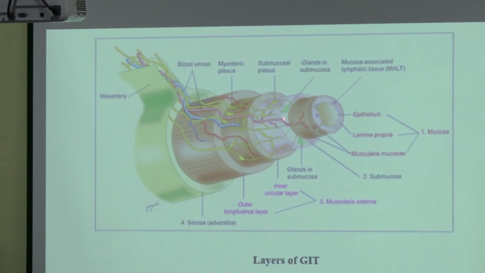Now there are some areas of the GIT where different types of glands are present in the submucosa. Okay, for example, in esophagus, esophageal glands are present. In case of duodenum, duodenal glands are present, also called as Brunner's glands. Okay, in submucosa, these are the modifications of some part of the mucosa, submucosa.